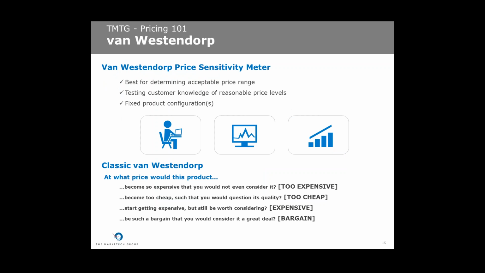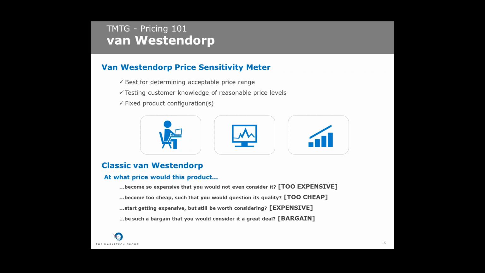Now, let's talk about von Westendorp. Peter von Westendorp was a Dutch economist and designed his price sensitivity meter in 1976. It's been used for a long time. It's very powerful for determining an acceptable price range in a market where the customers already have a good general sense of what's available and what are appropriate prices. It tests customer knowledge of reasonable price levels and where your product fits in.